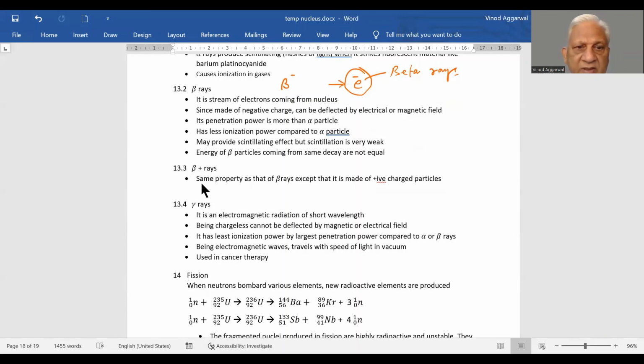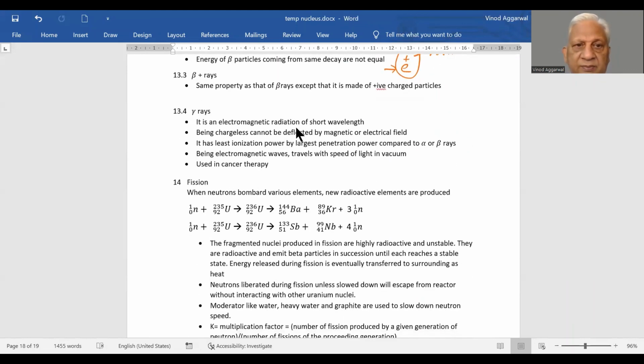For beta positive rays, the properties are more or less the same, except that they are made of positive charge. Because what we have seen is that it produces beta plus, which are basically positively charged particles.